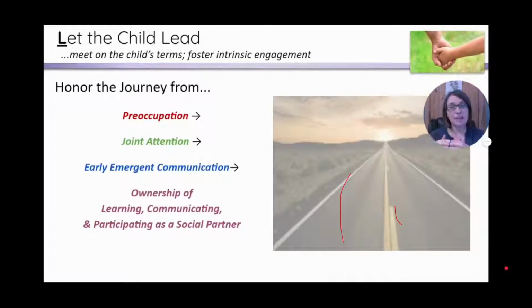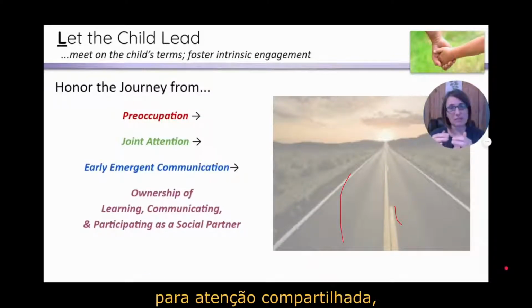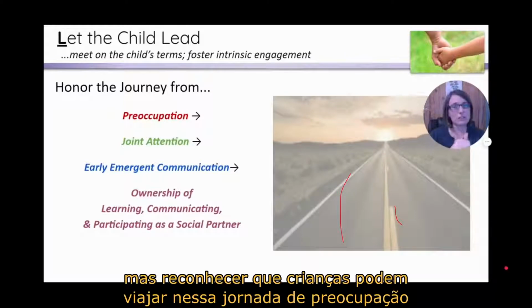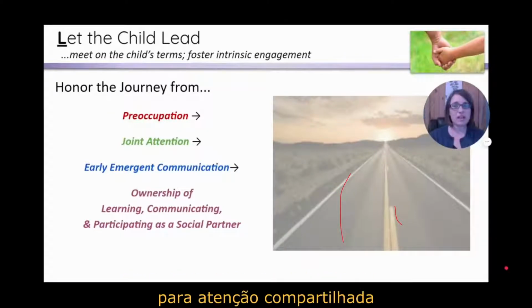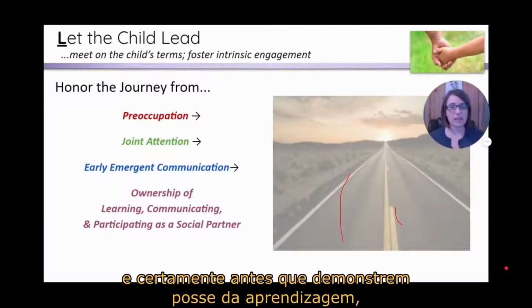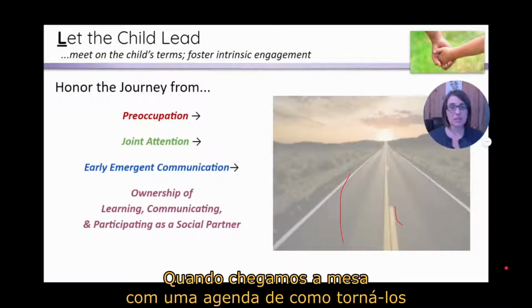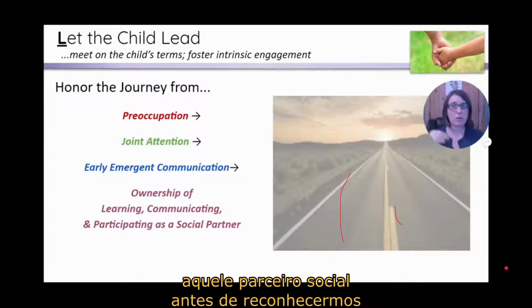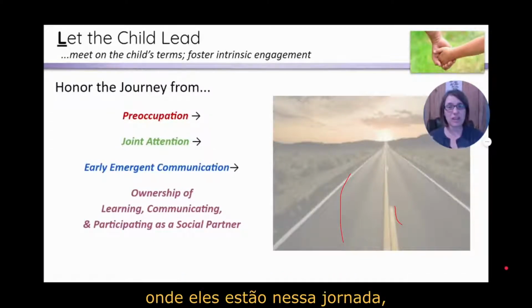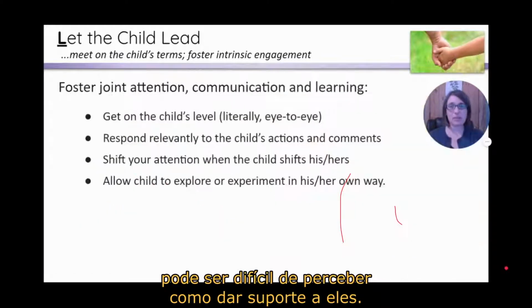And somewhere in there, we can figure out how to lead them to joint attention. But recognizing that kids may travel this journey from preoccupation to joint attention before they become early emergent communicators, and certainly before they demonstrate ownership of learning, communicating, and being a social partner. When we come to the table with an agenda of making them that social partner before we've recognized where they are in that journey, it can be difficult to figure out how to support them.